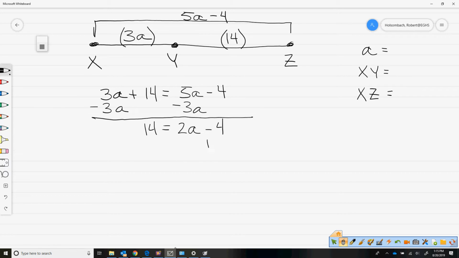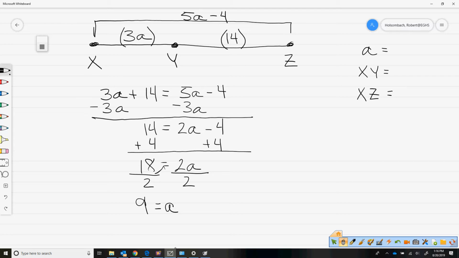You can add 4 to each side. And 18 equals 2a. And then you divide by 2. And 9 equals a. So there's your first answer. A is equal to 9. If you need the segment from x to y, well, that's 3 times 9, isn't it? 3 times 9 is 27. So x to y is 27.